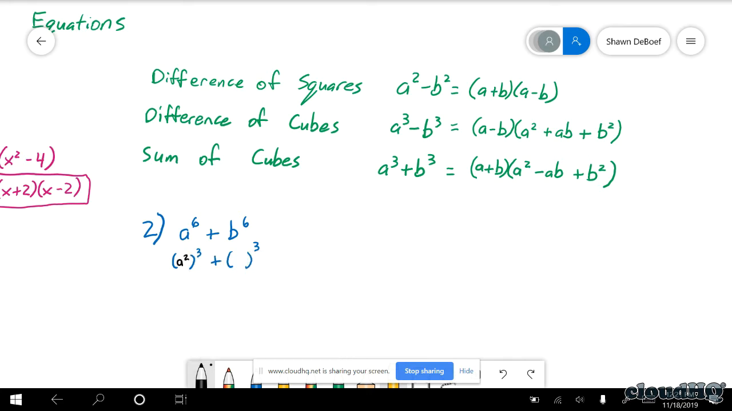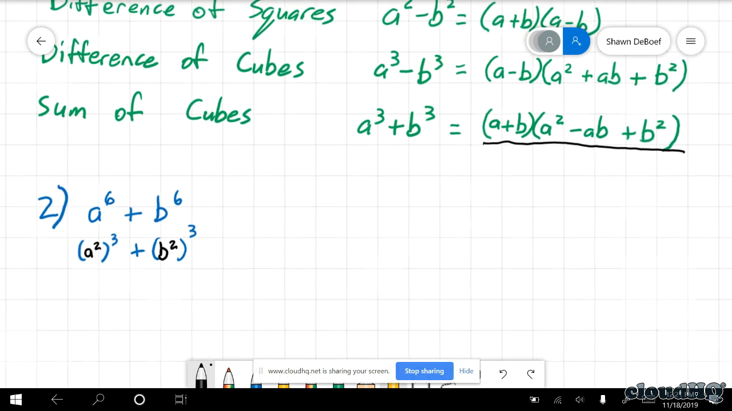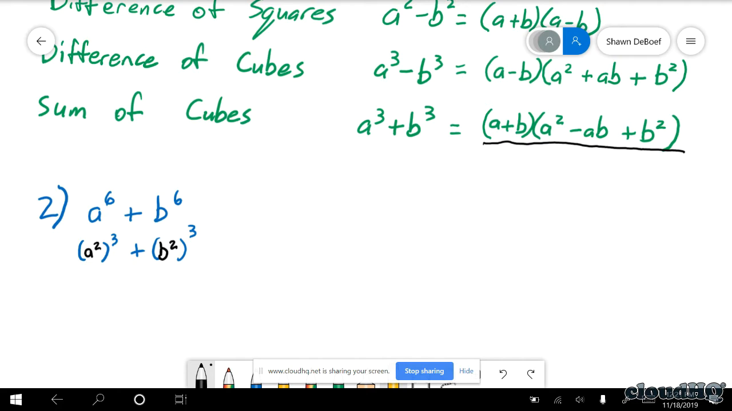A to the second. And b to the sixth is the cube of b to the second. So I will use, it is a sum, so I'm going to use the bottom factoring pattern. Everywhere there's an a, I will put in a squared, because I was cubing a squared. Everywhere there's a b, I'll put in b squared. So the first binomial is a squared plus b squared.